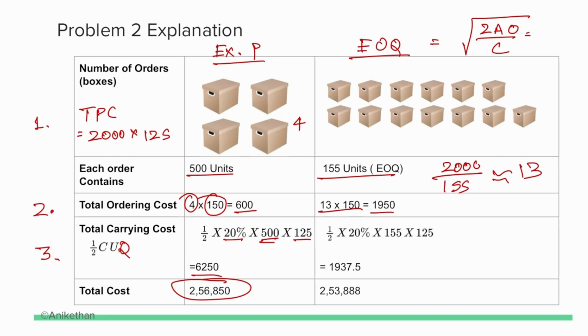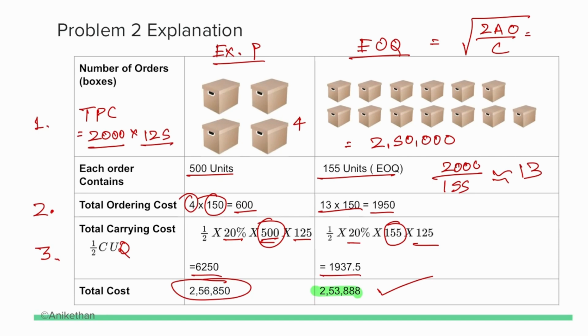13 into 150, 1950 is your total ordering cost. Total purchase cost remains 2,50,000 in this case also. Why? It is 2000 into 125 unit cost. Next, carrying cost, you need half into 20%. 125 is the unit rate. You are ordering 155. Here you are ordering 500. So there is a change in carrying cost. When you total it, you are getting approximately 3000 lesser here. So that means you should typically go with EOQ quantity because there is a saving.